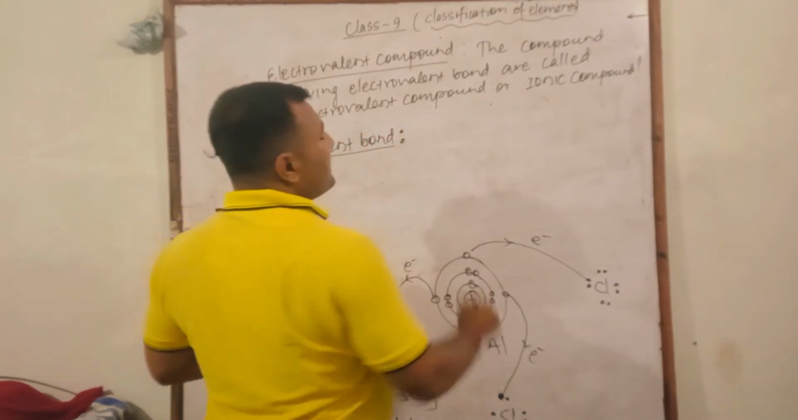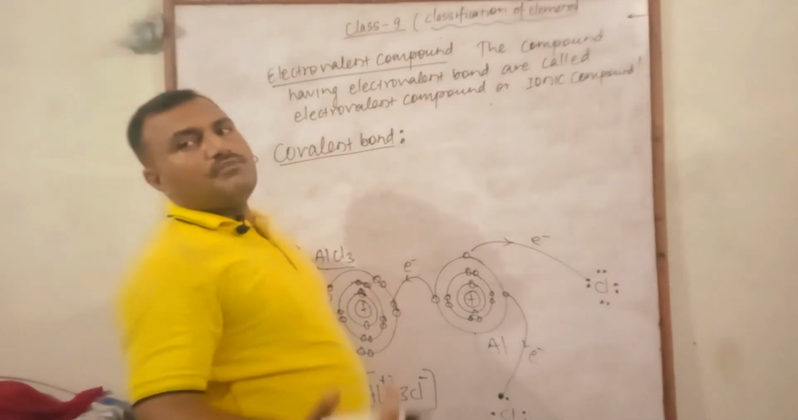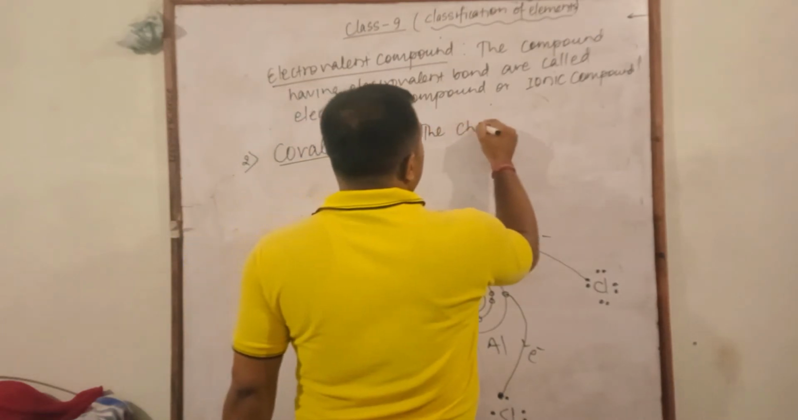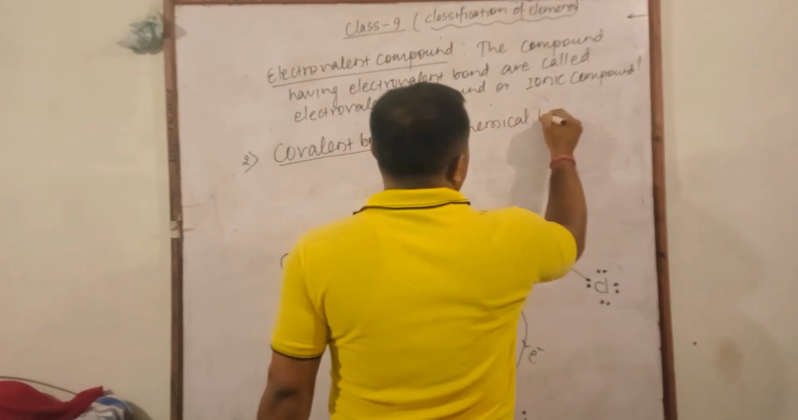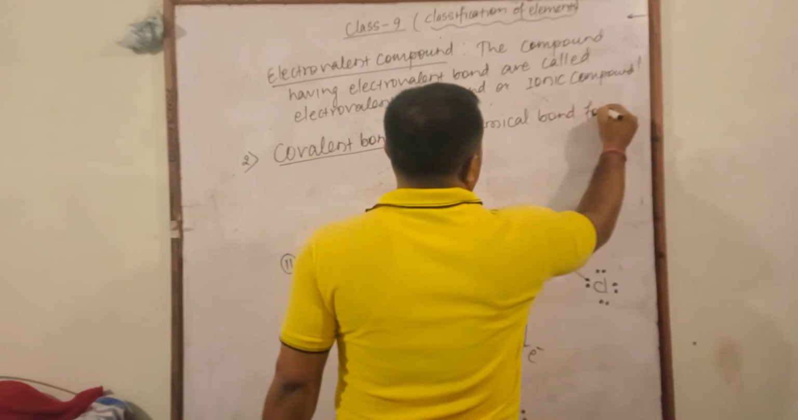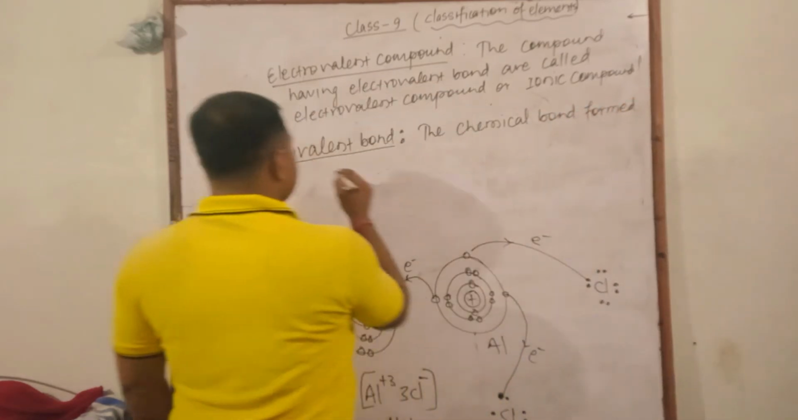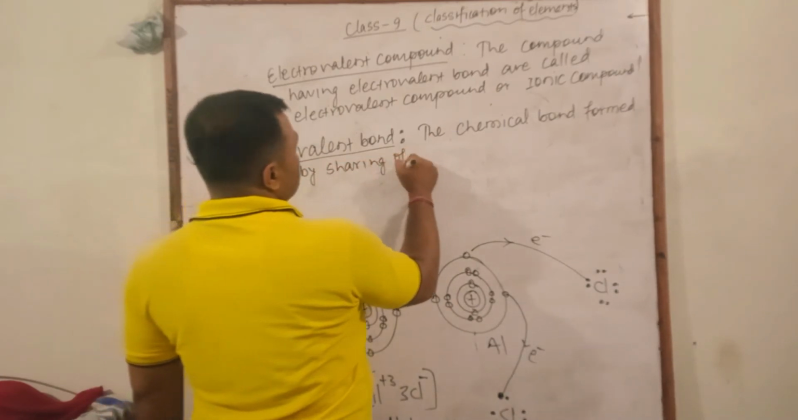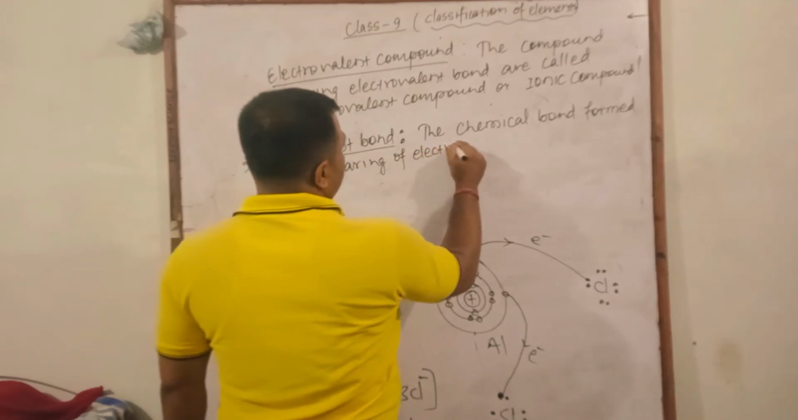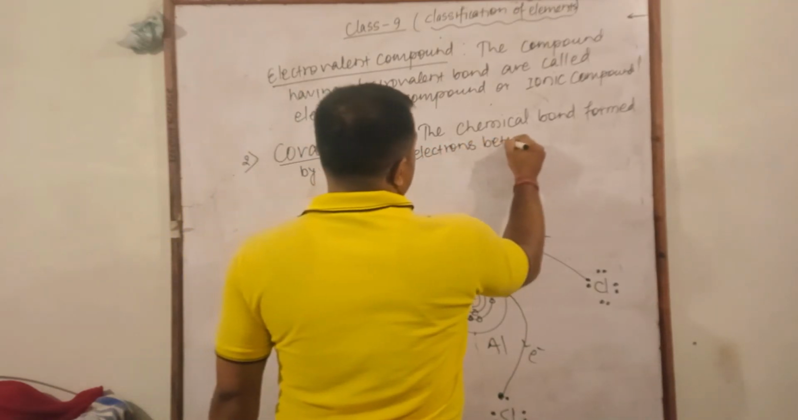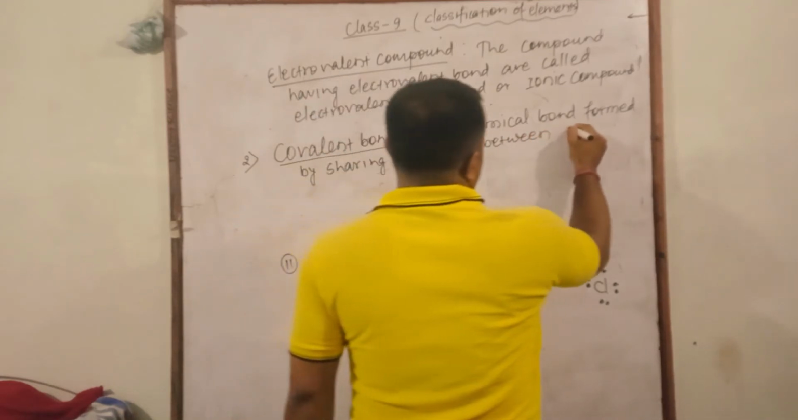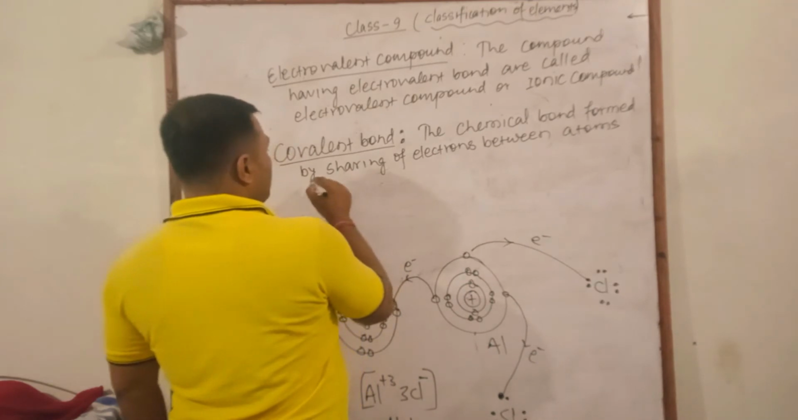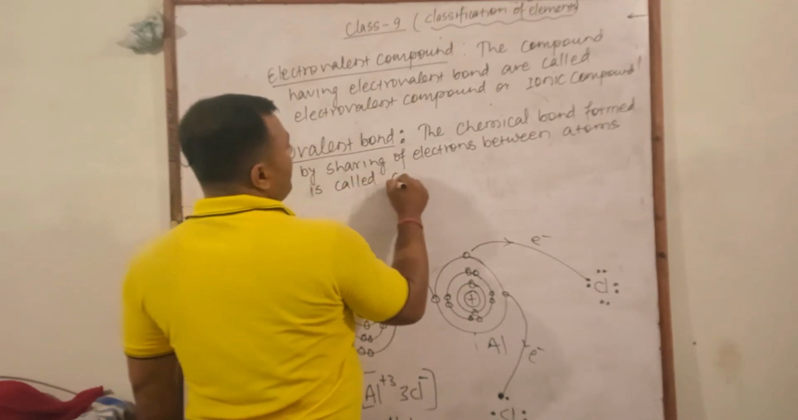Covalent bond is formed by sharing of electrons between atoms. The chemical bond formed by sharing of electrons between atoms is called covalent bond.